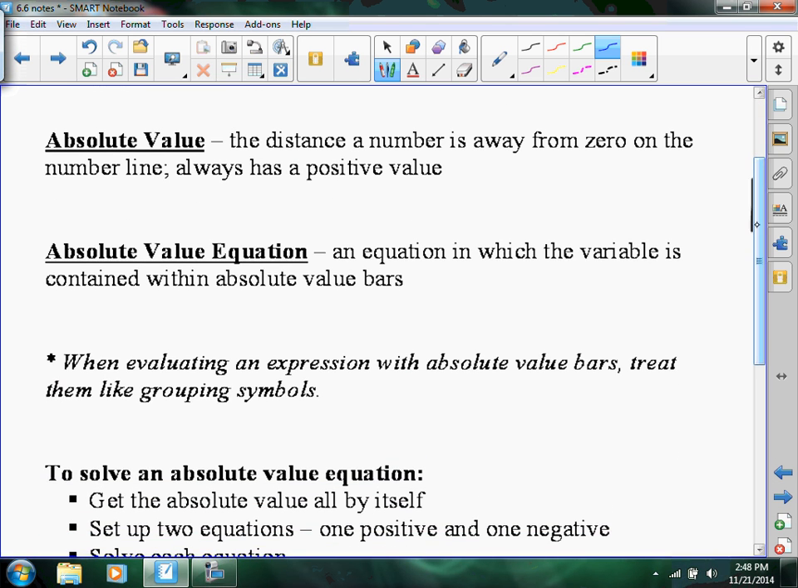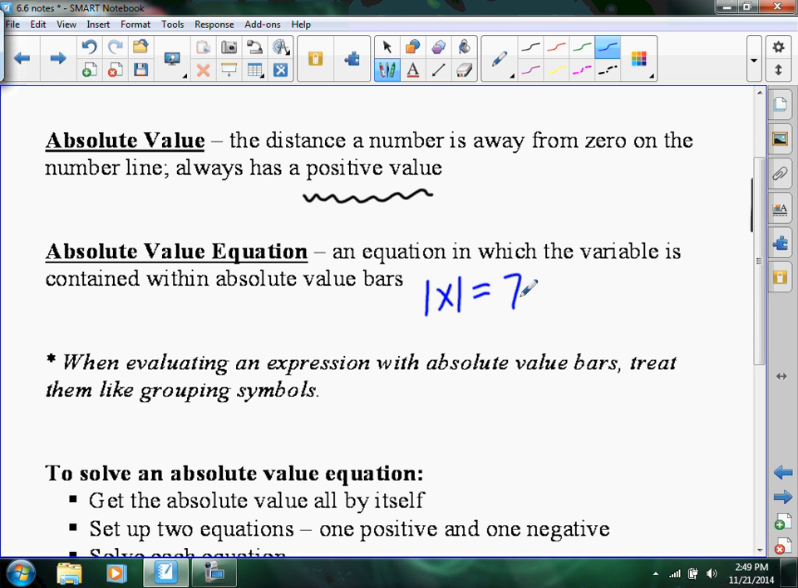And you have to remember that absolute value is the distance that a number is away from zero on the number line. And it always has a positive value. And when we have an absolute value equation, it's an equation where the variable is inside that absolute value sign or in between the absolute value bars. So it'll look like the absolute value of x equals 7.